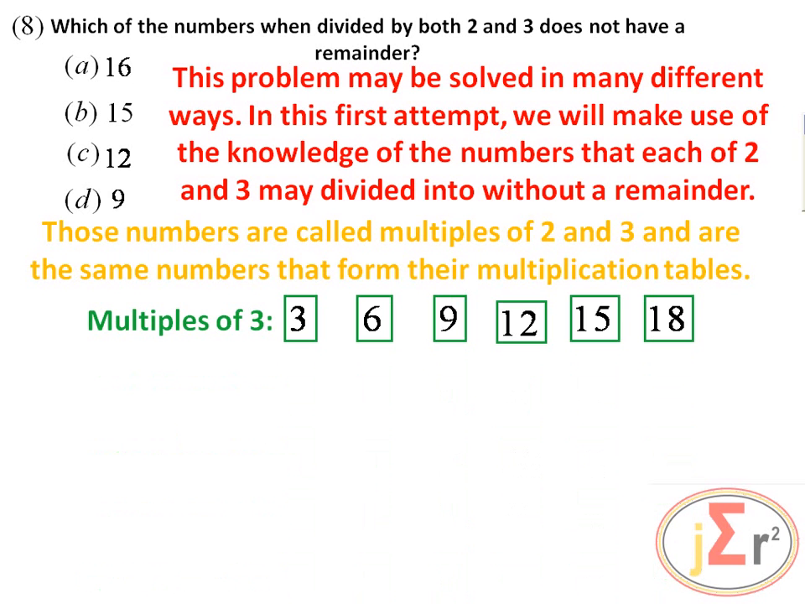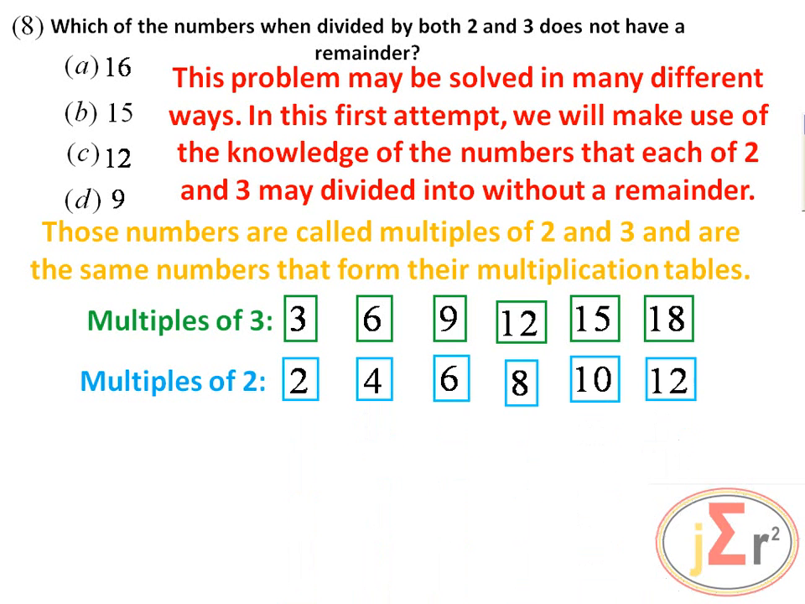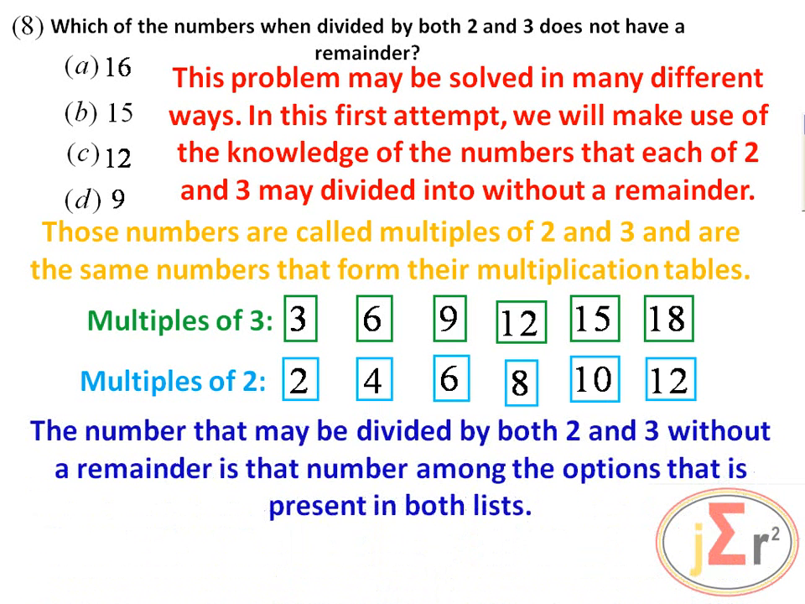Not all of them. And multiples of 2 are those in the 2 times table also. The number that may be divided by both 2 and 3 without a remainder is that number among the options that is present in both lists. So, we have multiples of 3. Those are the numbers that 3 may divide into without leaving a remainder. And we have the multiples of 2. Those are the numbers that 2 may divide into without leaving a remainder.